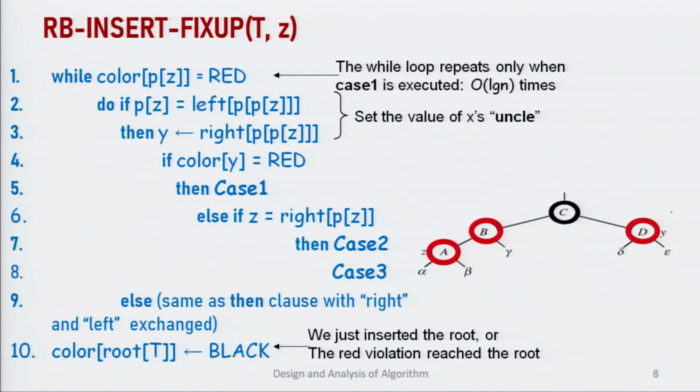Now, just see, this is the RB insert fix up operation. We have added a new node Z over here. Because of Z, some violation has occurred. So, we need to fix those violations.